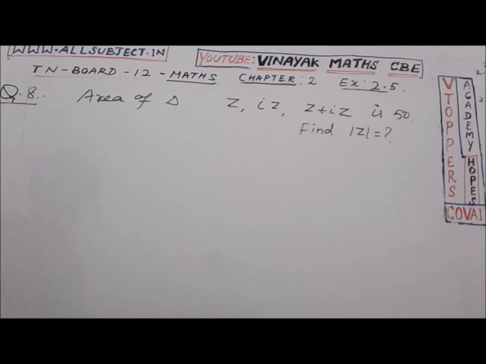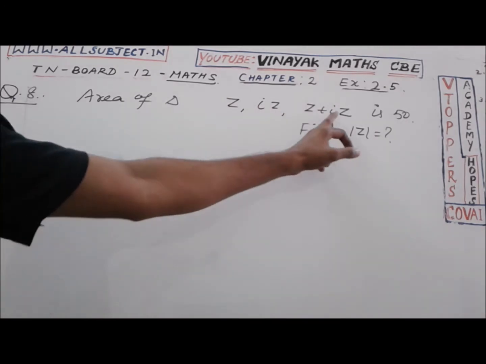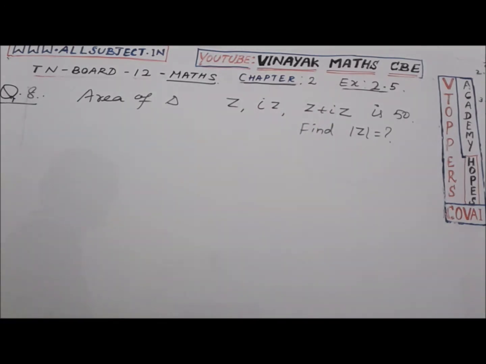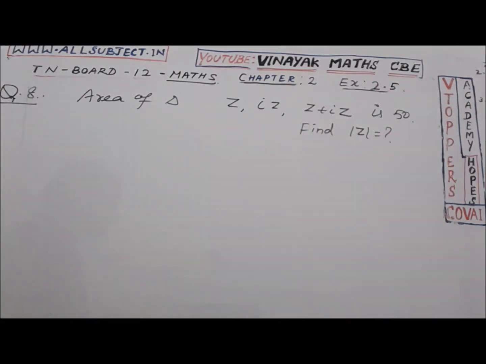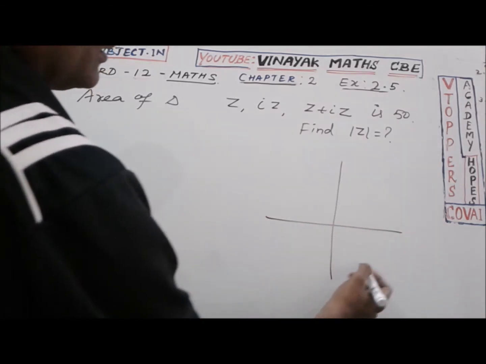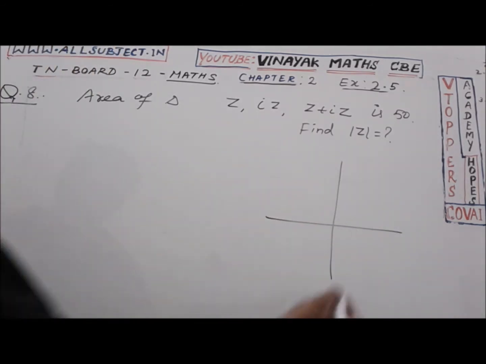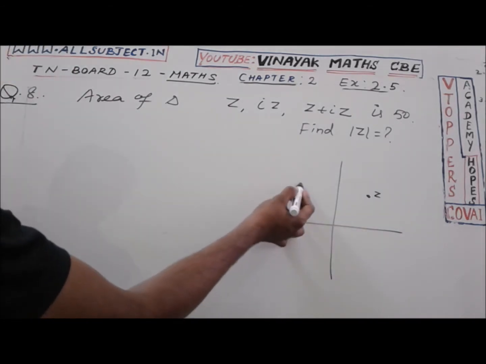Question number 8: given that the area of the triangle formed by the complex numbers z, iz, z plus iz as vertices is 50, find the modulus of z. Here, look at this Argand plane. Now z is taken here, then iz is here.